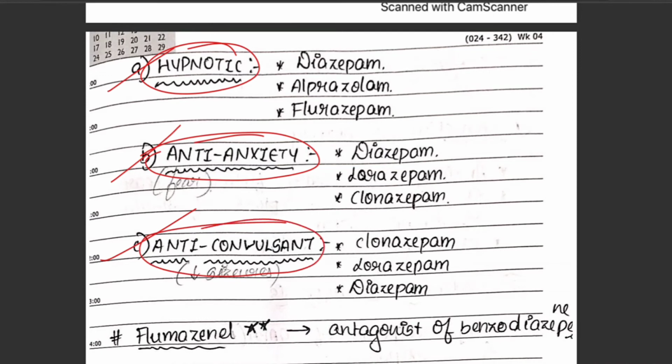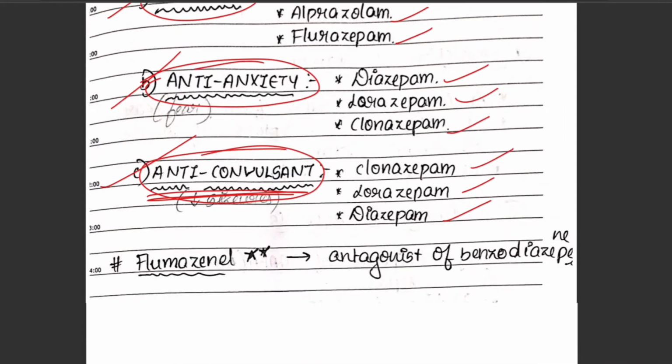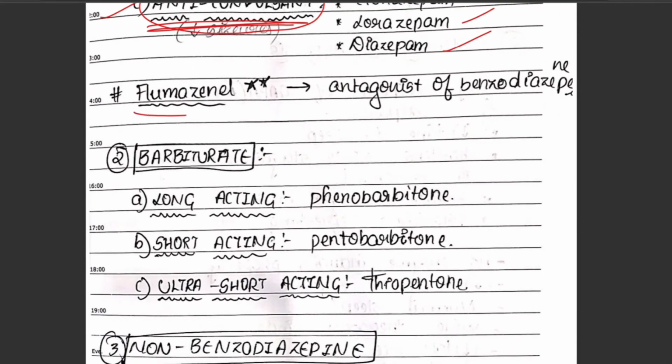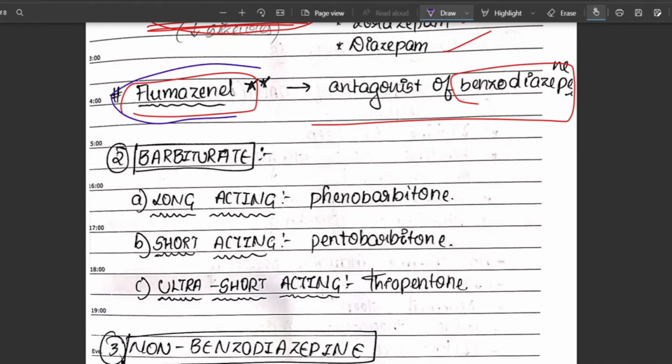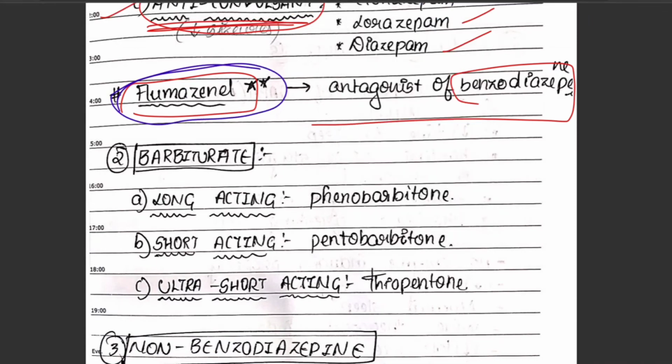Hypnotics, the main drugs include diazepam, alprazolam and flurazepam. Anti-anxiety drugs are diazepam, lorazepam, and clonazepam, and the common anti-convulsant drugs are clonazepam, lorazepam, and diazepam. These are the usually prescribed drugs for the benzodiazepines. Flumazenil is the antagonist of benzodiazepine. Remember this: flumazenil is the antagonist of benzodiazepine.